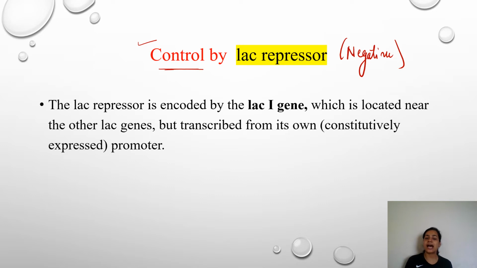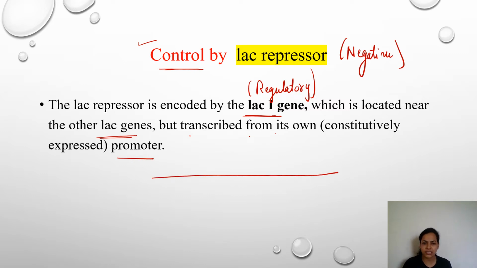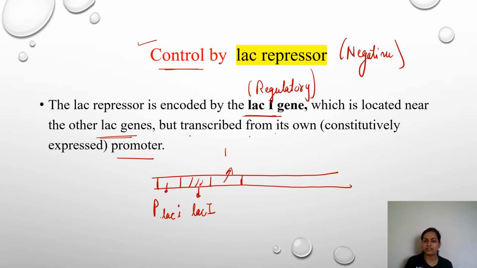Now, as we have seen, the Lac repressor is coded by the Lac I gene, which is a regulatory gene. It is located near the other Lac genes, but transcribed from its own constitutively expressed promoter. If I draw this, this is the Lac Operon. This is the promoter for Lac I, and this is the Lac I gene. Then it is also near the promoter for the Lac genes, and this is the operator region, and this is Z, this is Y, and this is A.